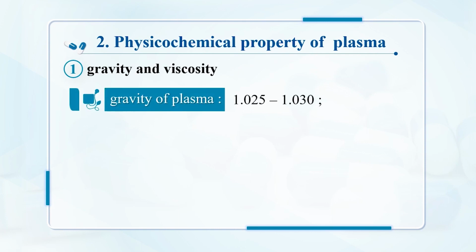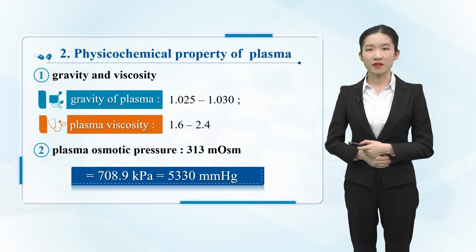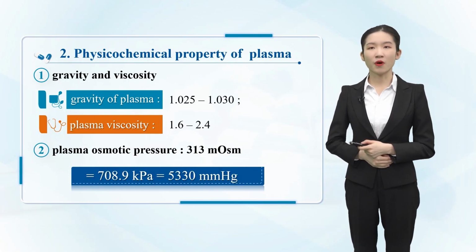Physicochemical property of plasma. First, the gravity and the viscosity. The gravity of plasma is 1.025 to 1.03. The plasma viscosity is 1.6 to 2.4.